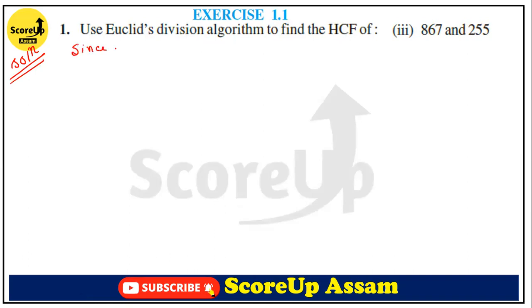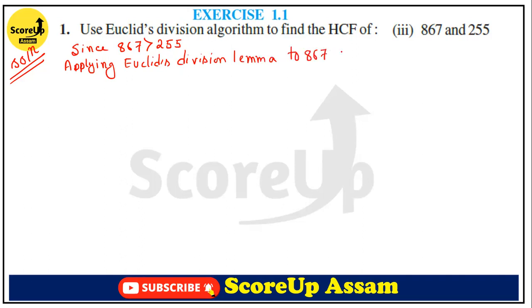Since 867 is greater than 255, therefore applying Euclid's division lemma to 867 and 255. So here, what was the Euclid's division lemma?